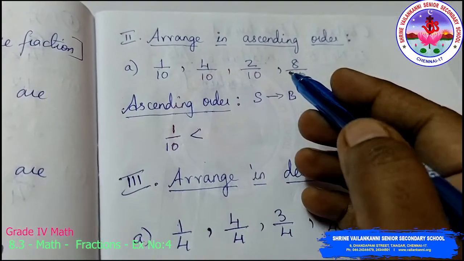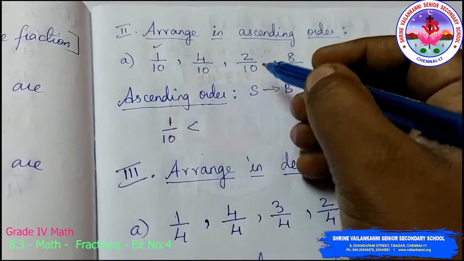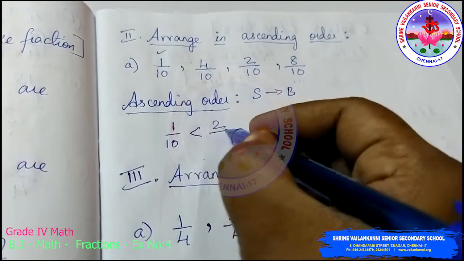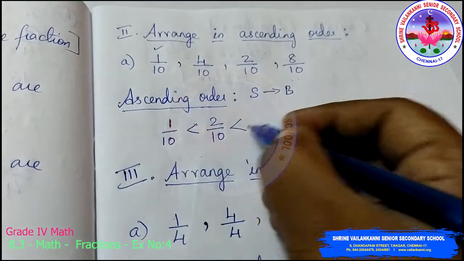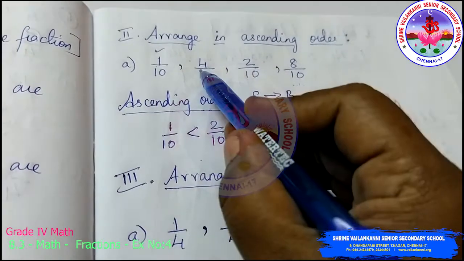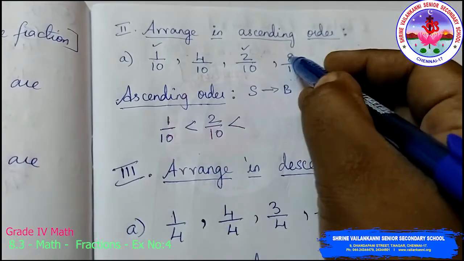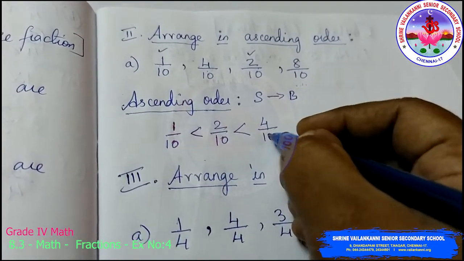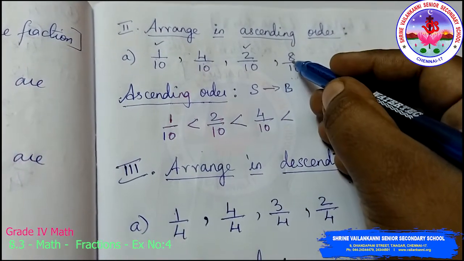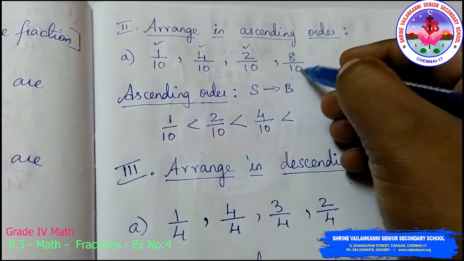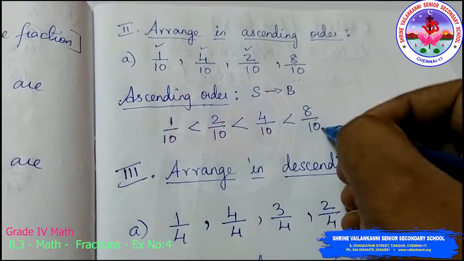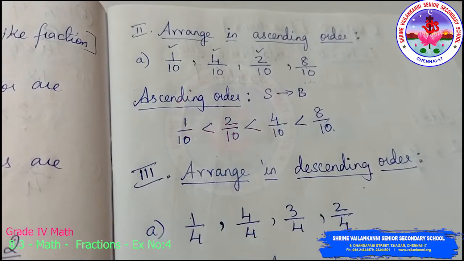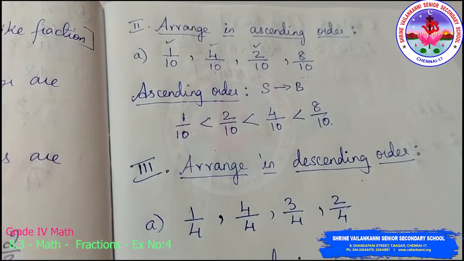Next smallest is 2. 2 by 10 is smaller, then the lesser than symbol. Next, 4 and 8. 4 is smaller than 8. So 4 by 10, smaller than symbol. Then finally you have the last value, 8 by 10. Okay. So it is very easy to compare and arrange in ascending order and descending order using like fractions.